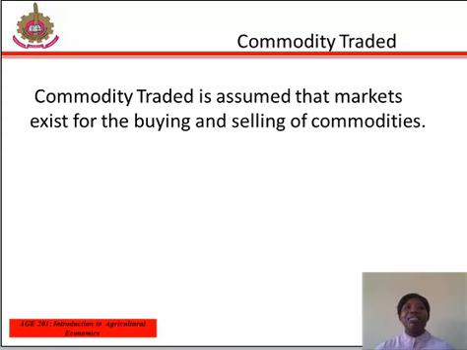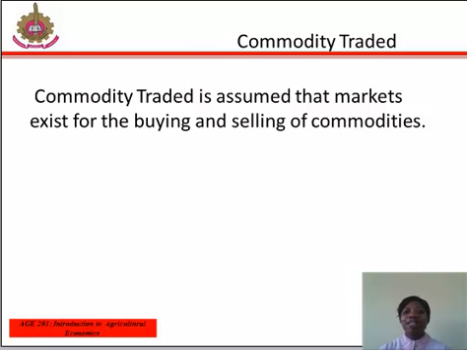Commodity trade. It is assumed that markets exist for the buying and selling of commodities. So we have different forms of commodity. Commodity can be understood in many meanings, such as consumer goods or final products such as yam, rice, beef, eggs, etc., and producer goods or intermediate products such as raw materials like cocoa, cotton, and rubber.